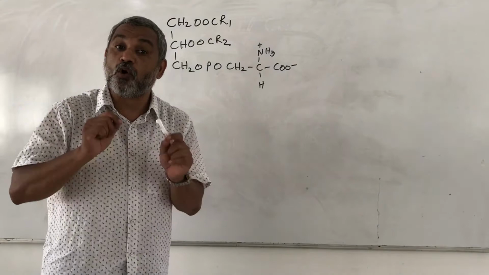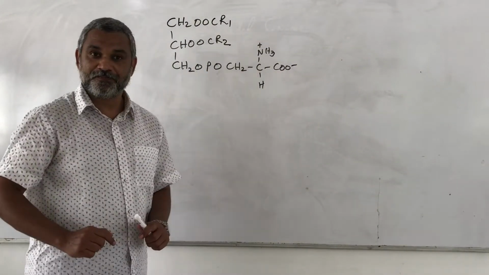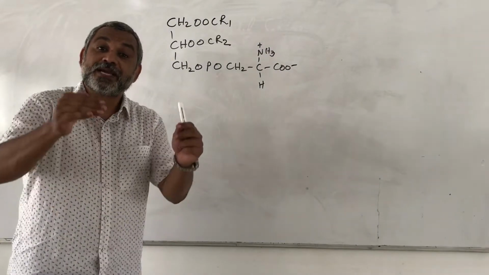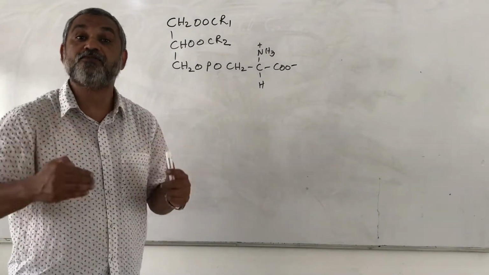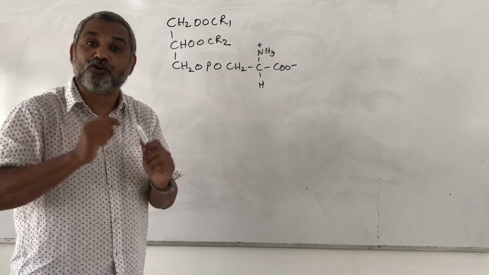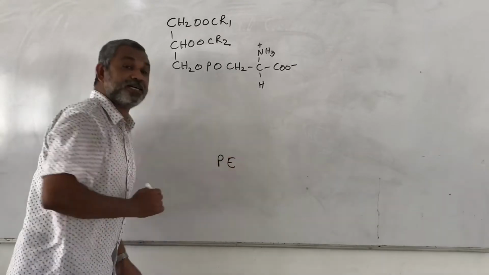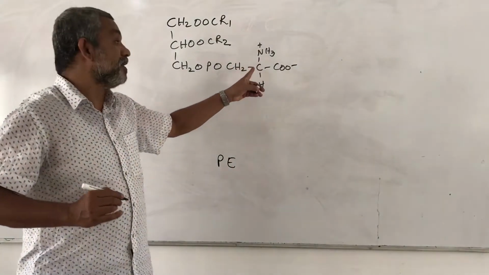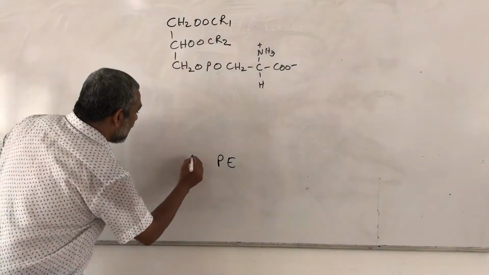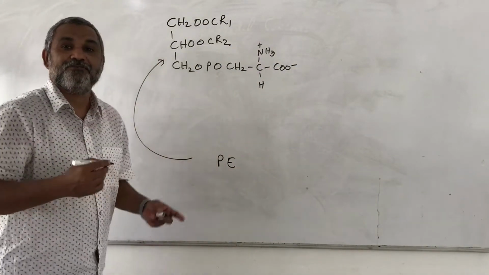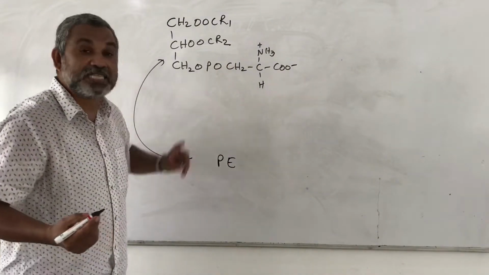How is it different from choline or from ethanolamine? It is only in the head group. So therefore, it becomes very easy to construct or synthesize this molecule from phosphatidylethanolamine or from phosphatidylcholine. So let us see how we make phosphatidylserine from phosphatidylethanolamine. What has to be done is we need to replace the ethanolamine with the serine.